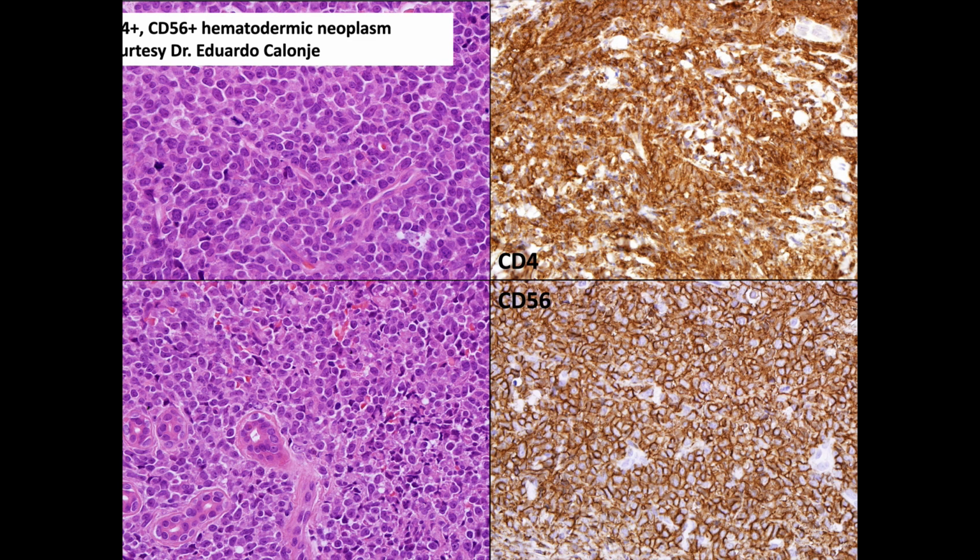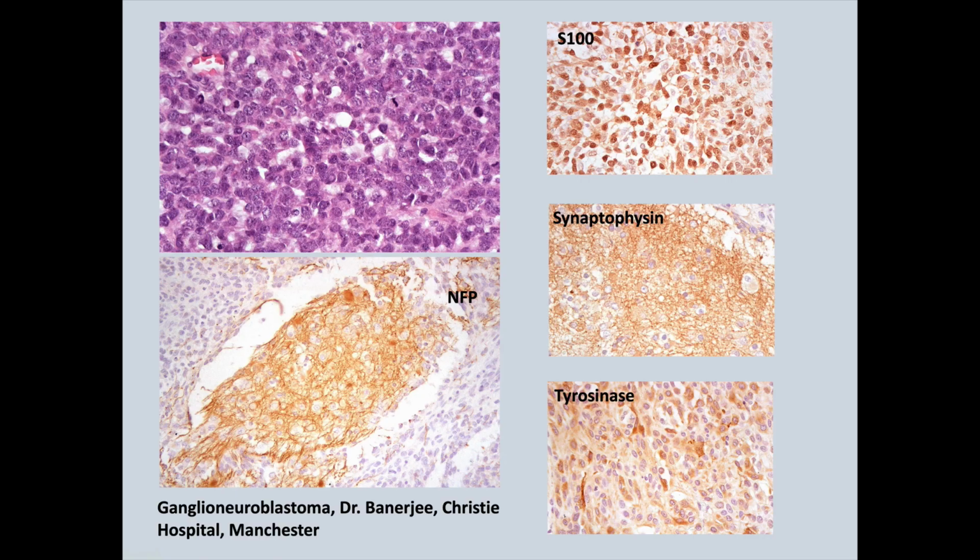And here's a CD4 plus CD56 plus hematodermic neoplasm, again shared with me by Eduardo. And you can see in the H&E images that this could just as easily be a small cell melanoma, but the immunohistochemistry on the right makes the diagnosis much more easy.